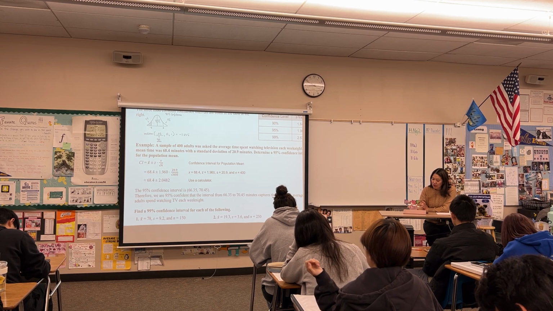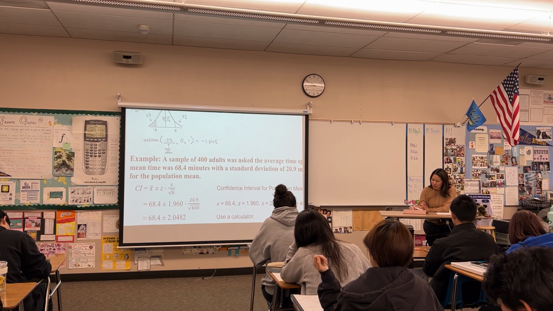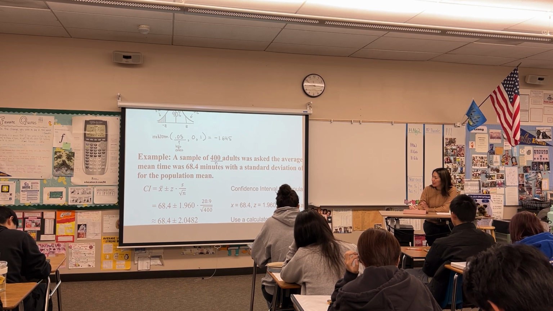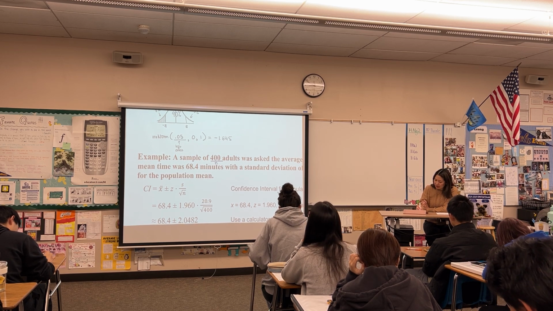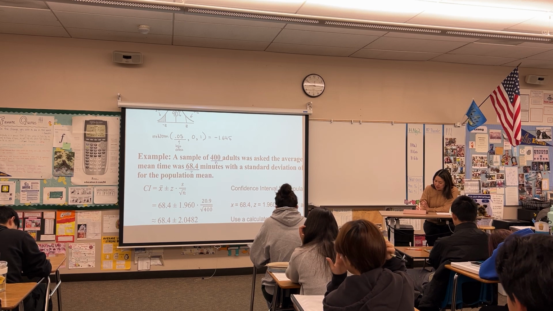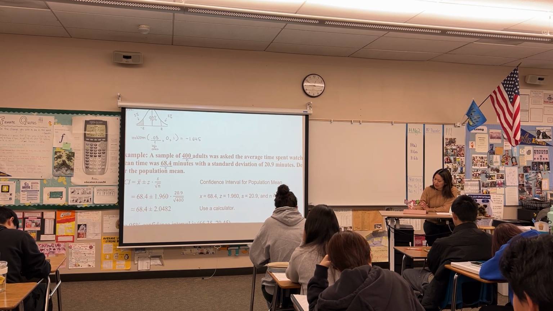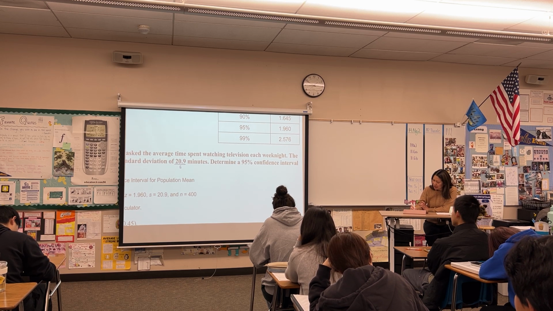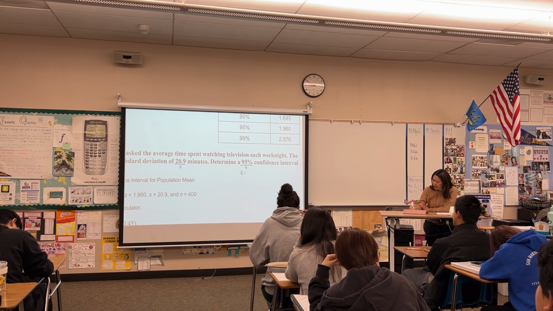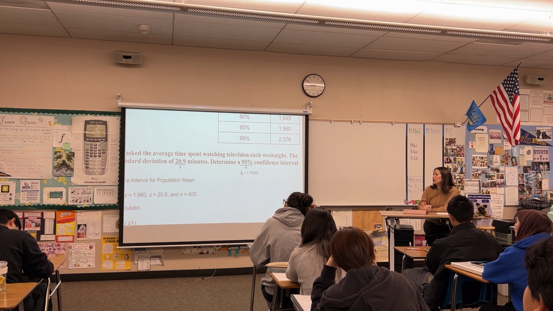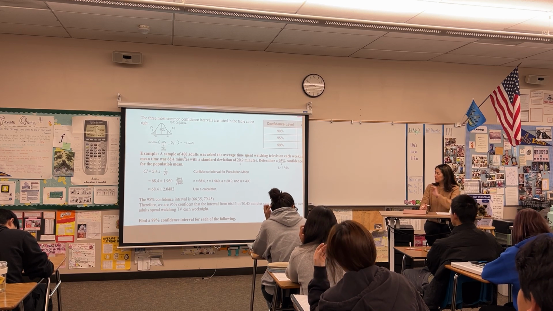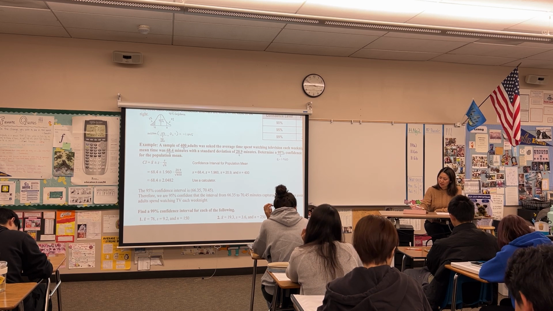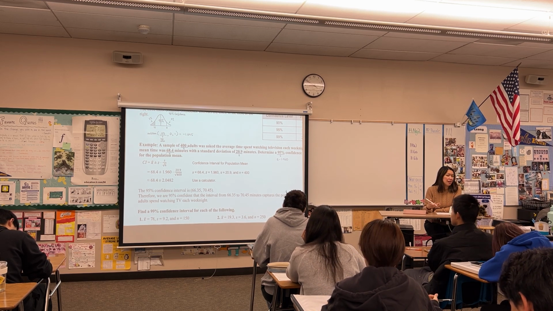First thing I would do is label these. I usually label these as I talk or as I read. That's my sample size. My sample mean, that's my x bar. Standard deviation, 20.9. And then the 95% tells me I'm going to have a z critical value of 1.960. I usually just label as I'm reading. And then all you guys have to do is plug it into that formula.